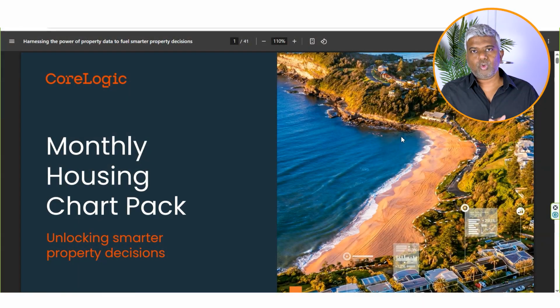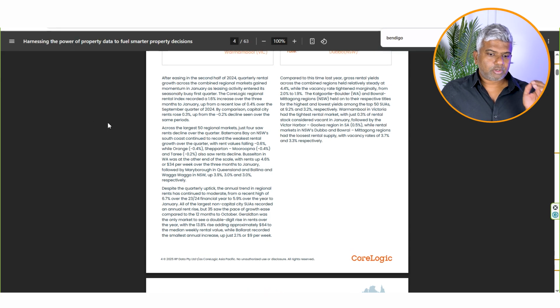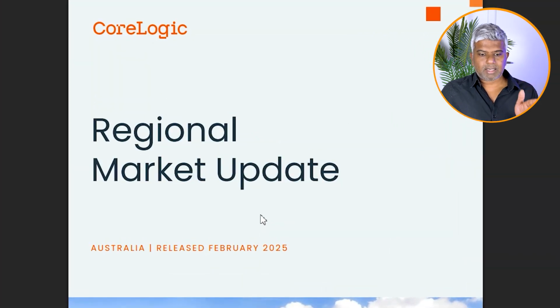Now to start all of this, I'm going to use CoreLogic data. Just go to CoreLogic and subscribe, and then they will give you a monthly housing chart pack, which is given to you on a monthly basis to your email. And then they also give you the regional market update. As you can see on the screen here, that's given to you on a quarterly basis.